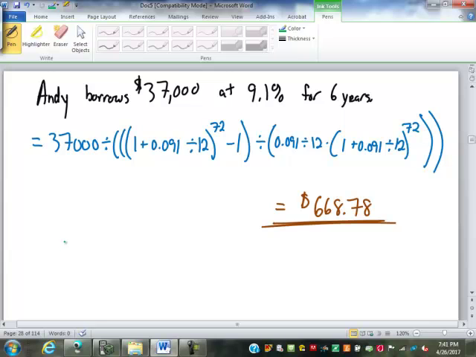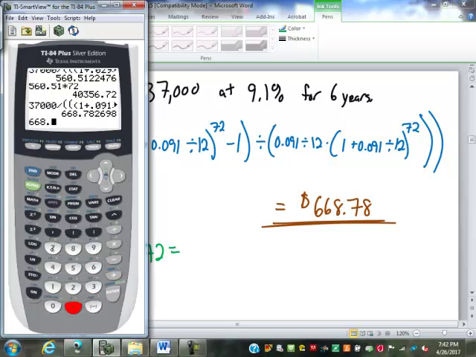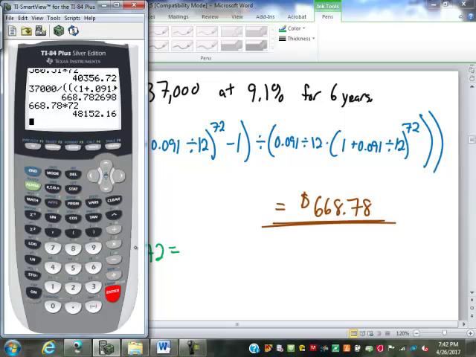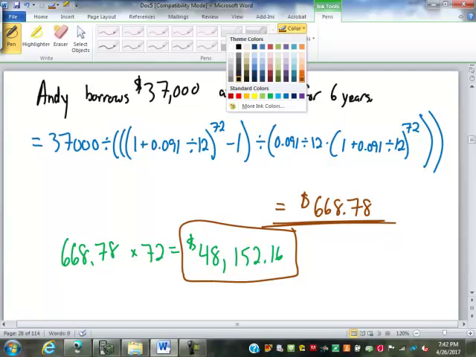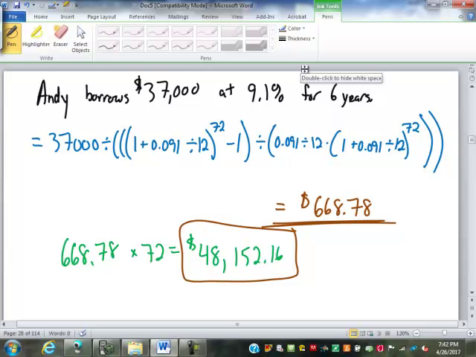So now back to our object lesson. 668.78 times 72 is $48,152.16. You just went from paying $3,300 in interest on that car to paying $11,100 in interest on that car. Triples the interest you pay. Unbelievable. Buyer's regret is the lot. Yeah. Well, buyer's regret when they come to take your house, pretty much, at that point.